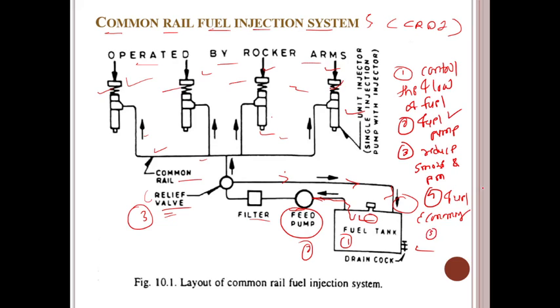And the last one is that it gives high power output at a low RPM. High power at low RPM. So these are the advantages of this common rail fuel injection system.